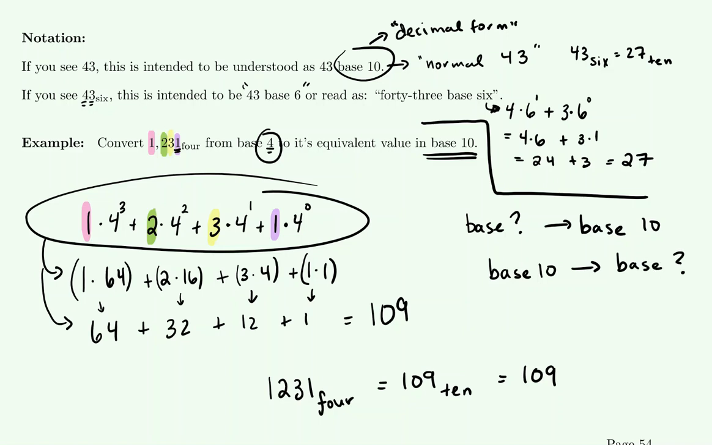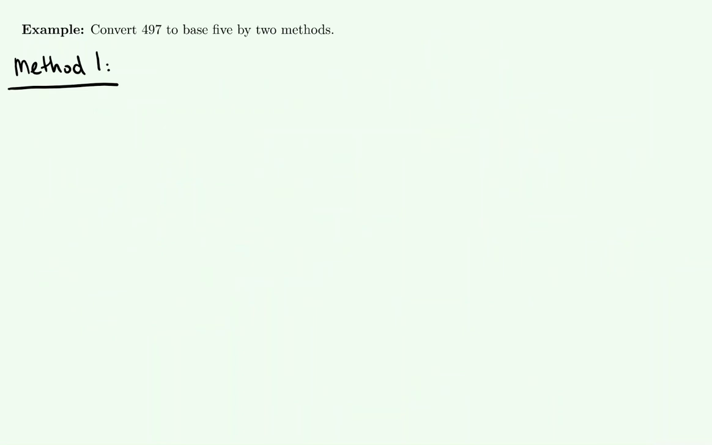So there's going to be 2 directions that this will go. We've seen the first way. Now let's see how we go from our number system to a non-standard base. In this example, we're asked to convert 497, since there's no subscript, this is implied in base 10 or our number system, to base 5 by 2 methods.